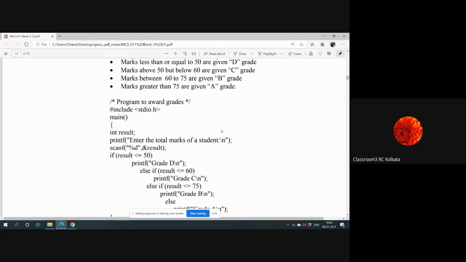Now you can understand what the problem is. You can run this program in Turbo C. You can see the output. You will be asked to enter the total marks of the student. Then you enter some marks from the keyboard. Then you will see what will happen. Okay?